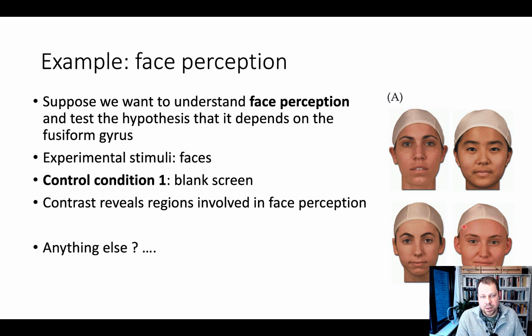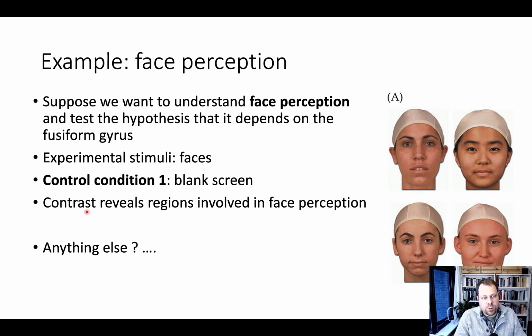We'll take out the hair because that gives us information about the type of person this is, which we don't want in here. We want to control for that. And then let's consider the first control condition here. Namely, we're going to compare when participants see faces, so all the time periods where participants see faces in the experiment, to a control condition when they just see a blank screen. The question is, is this a good control condition?